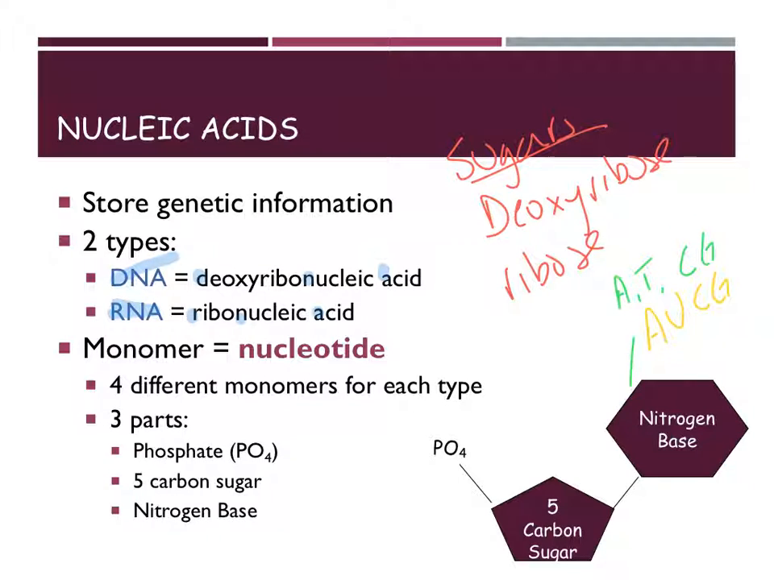Again, this is something we're going to get into more detail about later on in the year, so don't get too bogged down in this right now. But basically understand that monomers are nucleotides. The nucleotides have 3 parts, a phosphate, a sugar, and a nitrogen base. And there are 4 different monomers for DNA and for RNA.